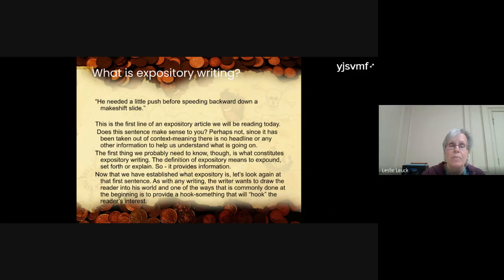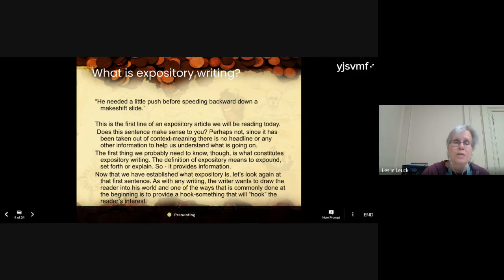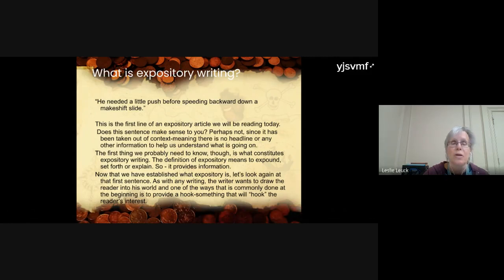Now that we have established what expository writing is, let's look again at the first sentence. As with any writing, the writer wants to draw the reader into his world, and one of the ways that is commonly done at the beginning is to provide a hook, something that will hook the reader's interest. And hopefully that is what is done. I find it interesting that you can understand what is happening in this sentence without having more information. We don't know if the he involved is a person or an animal.